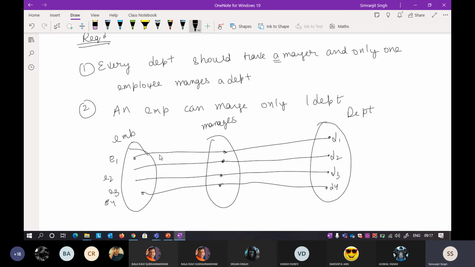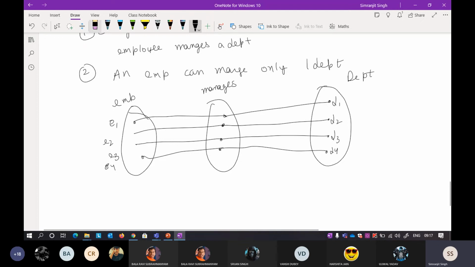Now what is the next condition? The next condition is that an employee can manage only one department. I think that is already clear from the first part. So there may be some employees that are not managing any department. Because this is an employee set, there is no compulsion here; this is not a set of only managers. There may be some employees that do not manage anything. So E5, E6 are not managing any department. They are simple employees, like us, working in a department.